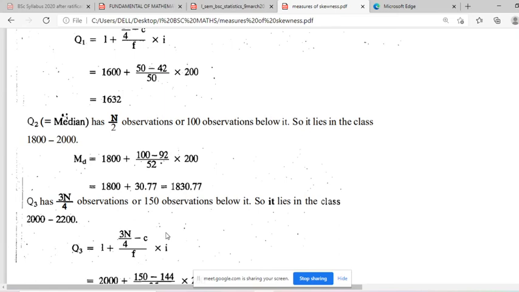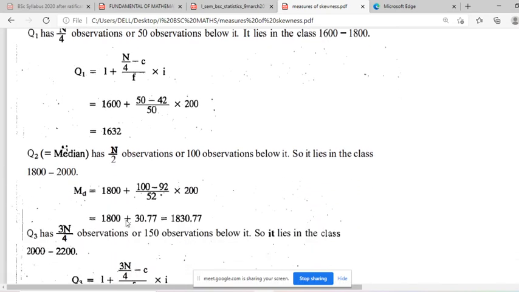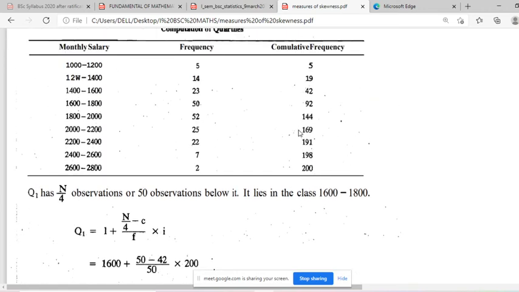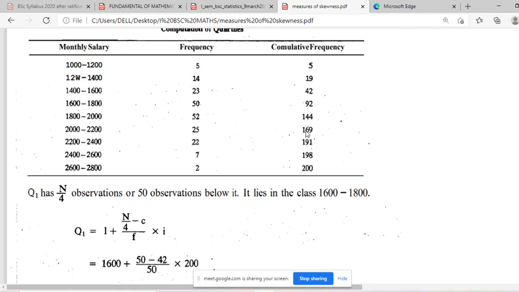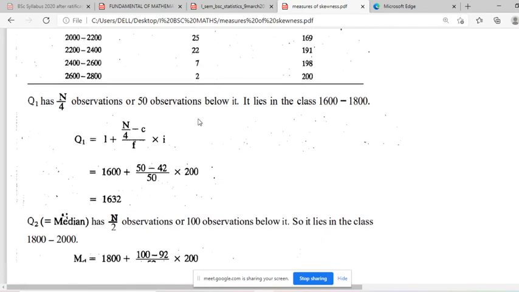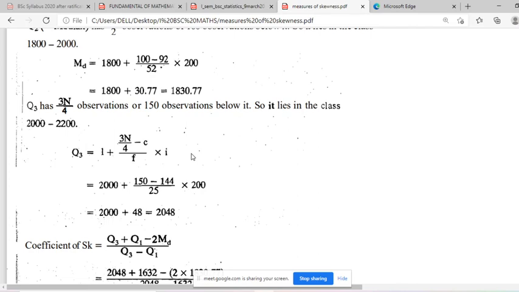Similarly, the 3n by 4th observation is the 150th observation. Median, you know, is the n by 2th observation. Where does the 100th observation lie? It lies in the same class, where we have 144. The lower limit is 1800, 100 minus the cumulative frequency just before the class, which is 92, and the frequency of that class is 52. The class length is 200. Substituting, you will get 1830.77.